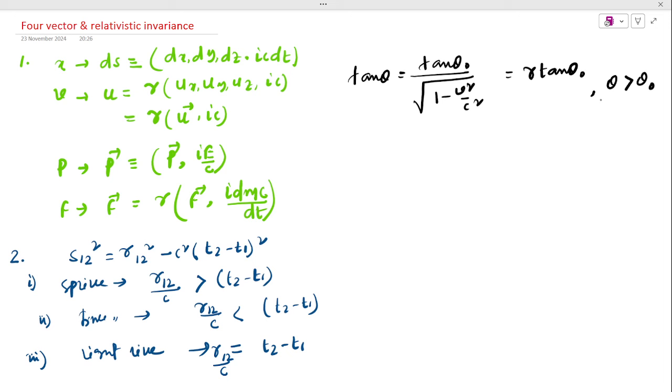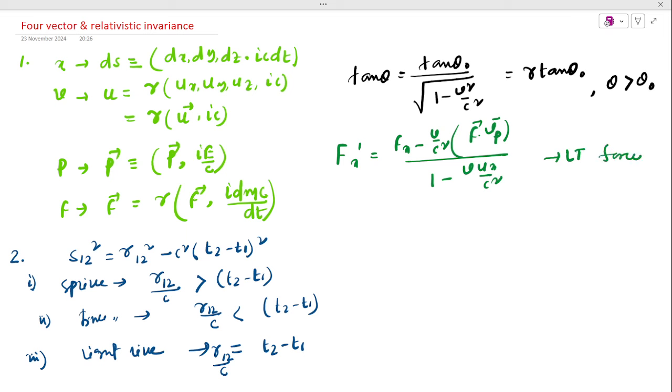Our main aim is to do many problems from CSIR NET and GATE, and we also have some Lorentz transformations for force, momentum and energy. For force, Fx dashed equals Fx minus v/c² (F dot u) by 1 minus v ux/c², basically the Lorentz transformation for force.